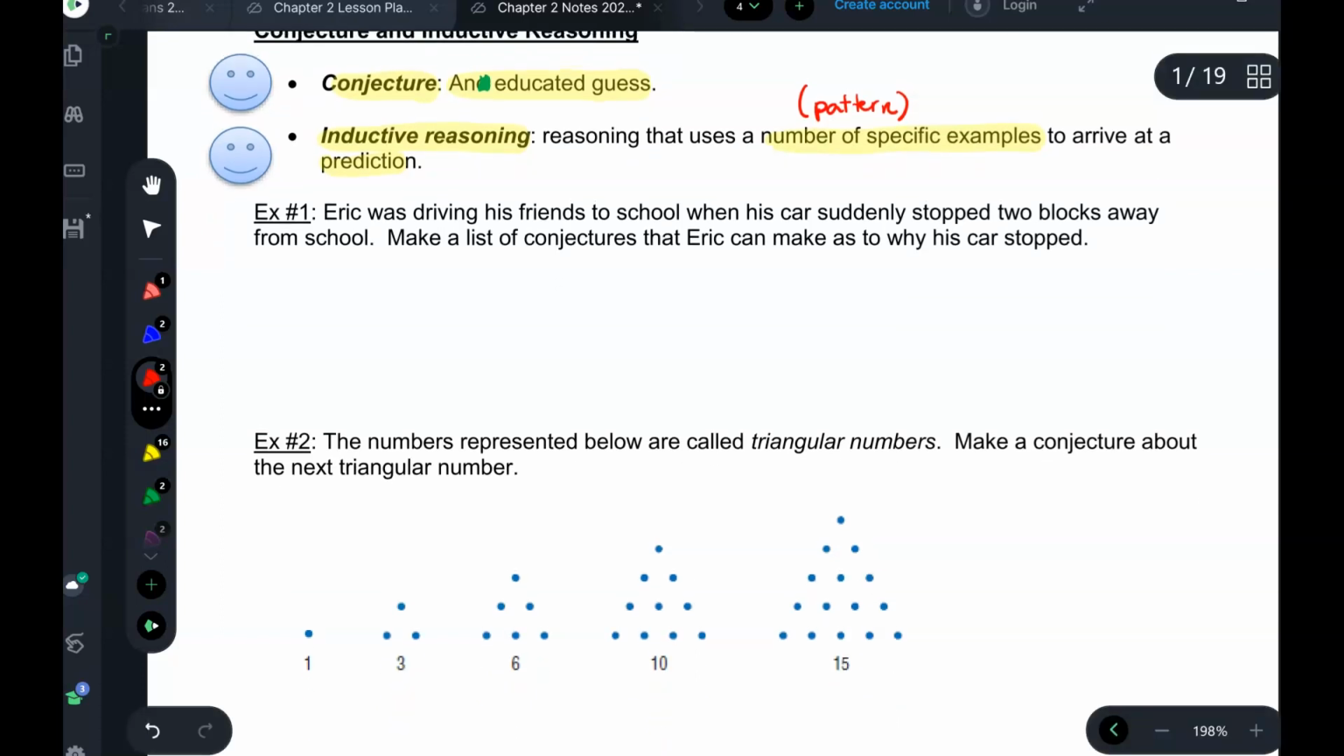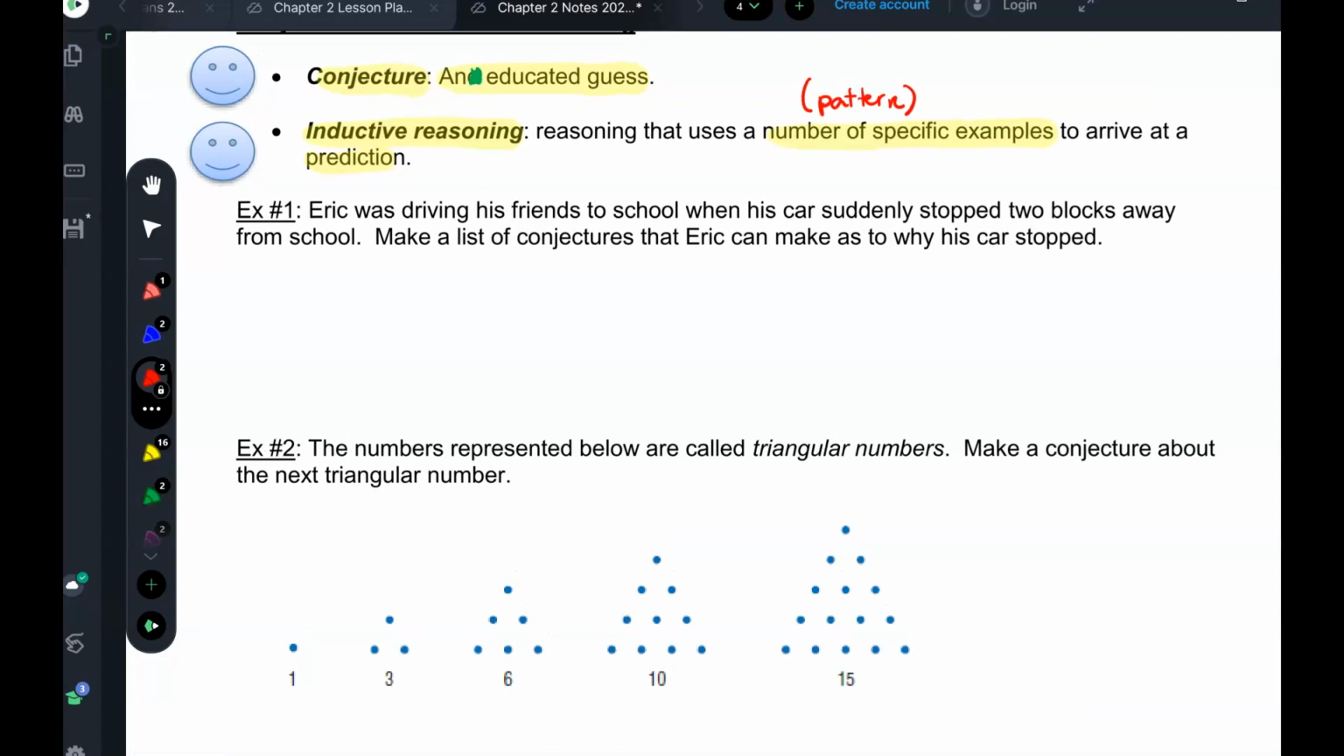We will do the part with hypothesis and conclusion. That's going to be the next lesson. So all we're doing in this lesson is making conjectures.